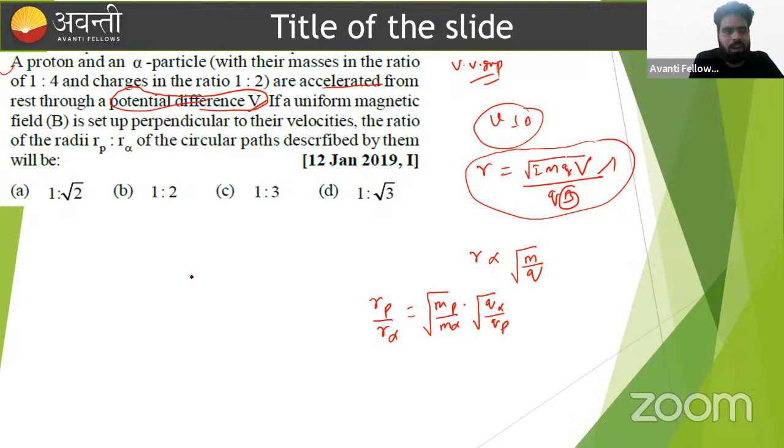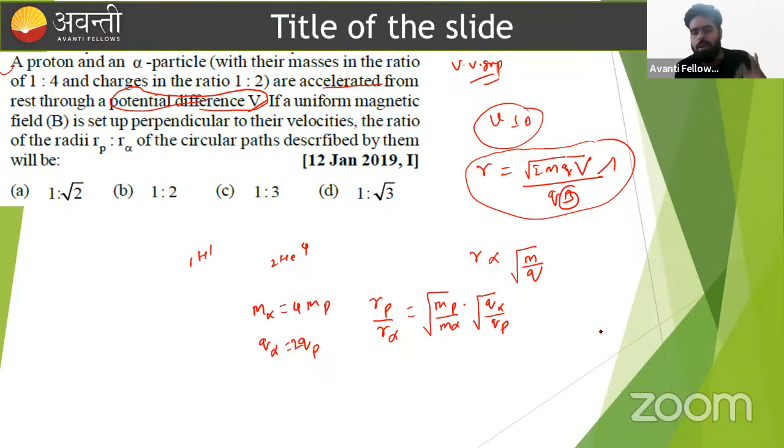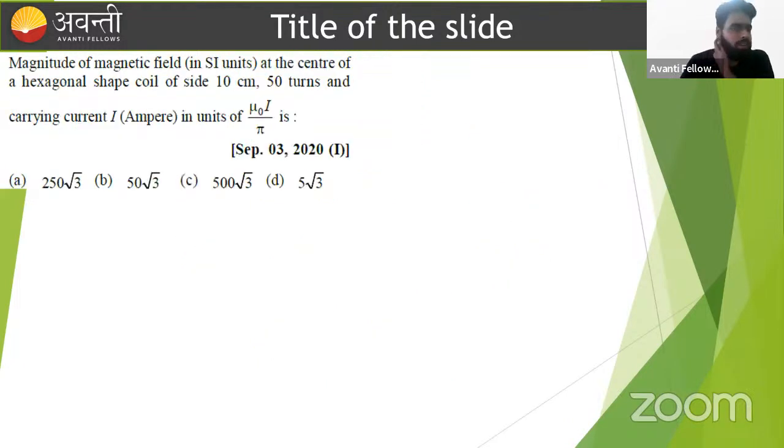And we know, beta, that the proton is 1H1, and the alpha is nothing but the helium nucleus, 2He4. So the mass of alpha is 4 times the mass of proton, and the charge of alpha is 2 times the charge of proton. I hope this is clear for everyone. Okay, beta, after solving it you will get the answer. I hope the answer is A. Okay, let's move to the next slide, beta.